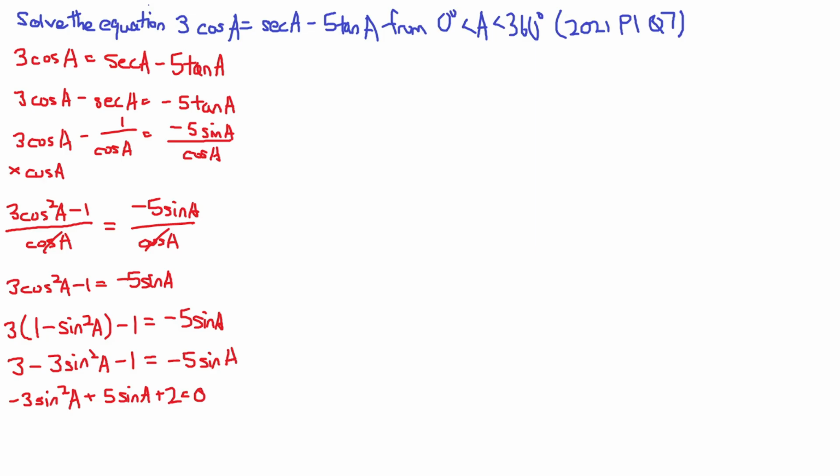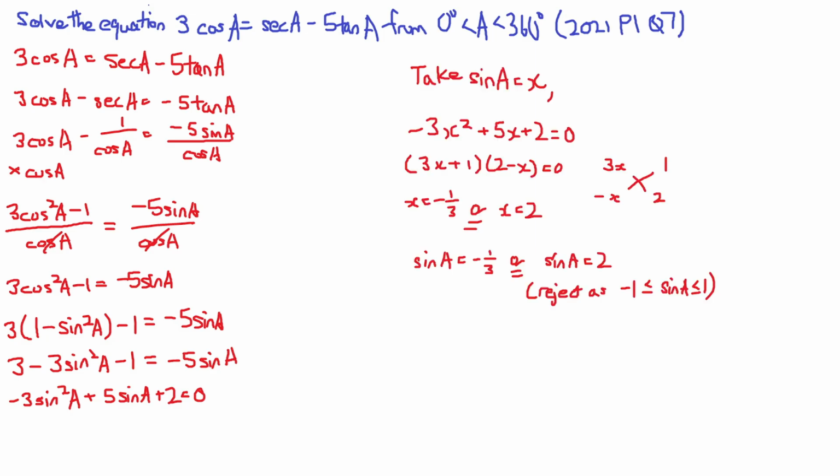Now this looks a lot like a quadratic equation, so we will treat it as such. We can take sine A as x or another unknown, and we should get the same equation but with x instead of sine A. If you factorize it correctly and solve for x, you should get x equals negative 1 over 3 or x equals 2. So sine A equals negative 1 over 3 or sine A equals 2.